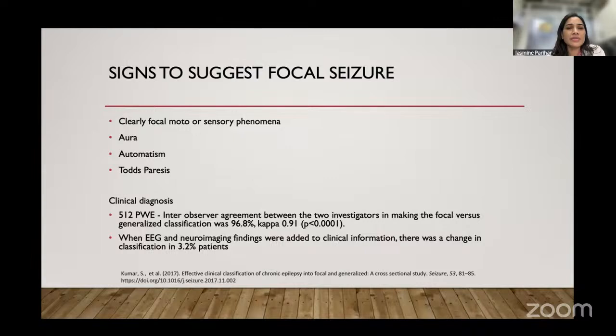So the diagnosis, as I told, is mainly clinical. We had a study conducted at our center in which we saw 512 patients with epilepsy, and two of the investigators were looking at the clinical semiology of the seizure and diagnosed this patient as having either focal or generalized seizures. When EEG or neuroimaging were added to this clinical information, the change in the diagnosis was only in 3.2% of the patients, suggesting that most of the patients got their diagnosis as focal or generalized based only on the clinical history.